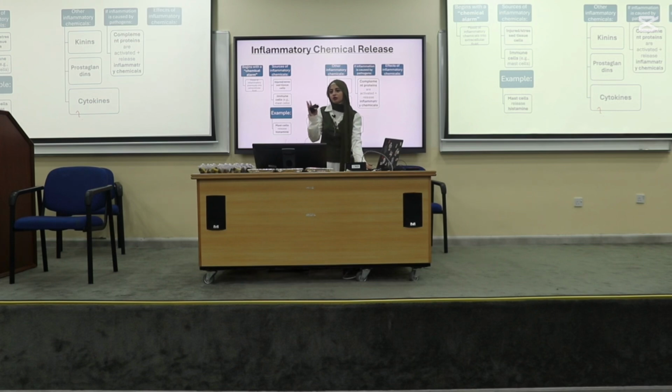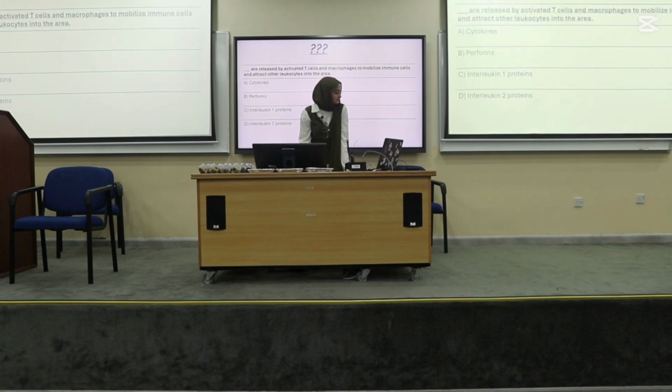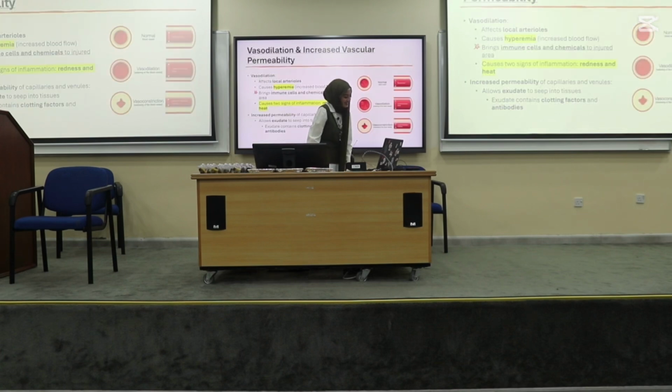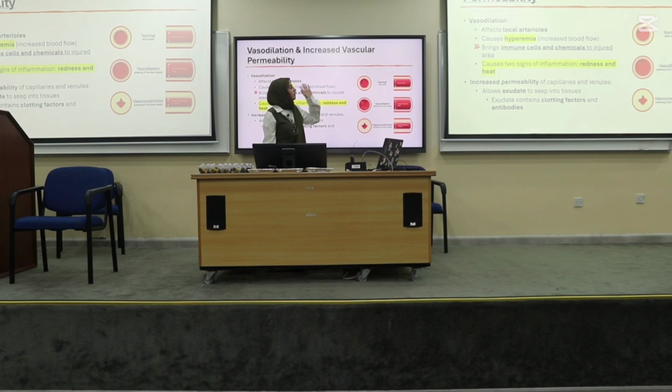The effect of inflammatory chemicals, you guys took it from blood vessels: dilate the arterioles, make capillaries leakier. What else? Attract phagocytes to the area because they increase blood flow. Yes, pain, we're going to get into that. Cytokines, yes. The sneezing, runny nose, and okay. Vasodilation and increased vascular permeability. This is pretty easy. Whenever you remember vasodilation, think increased blood flow, arterioles dilate, leaky capillaries.